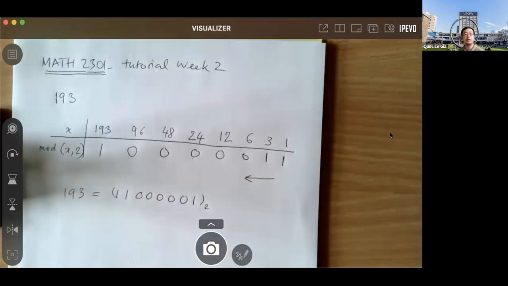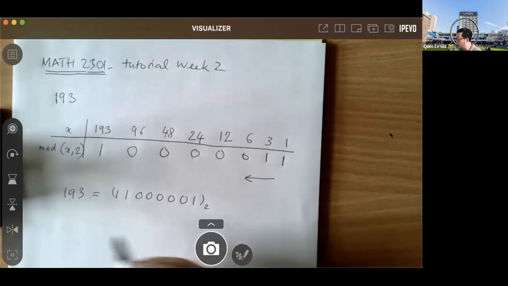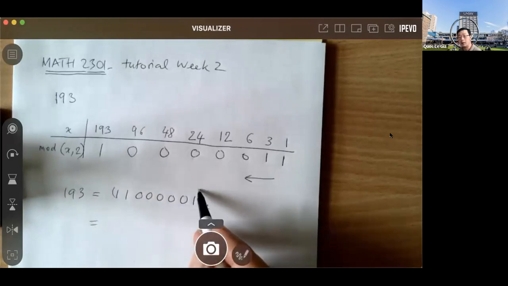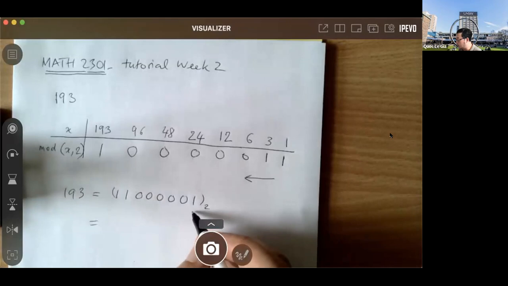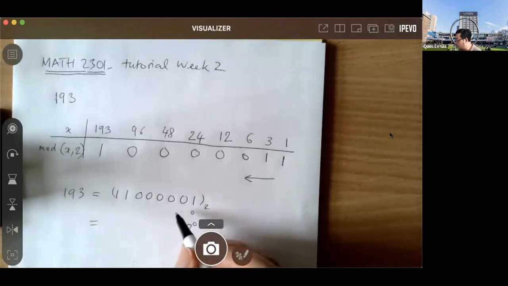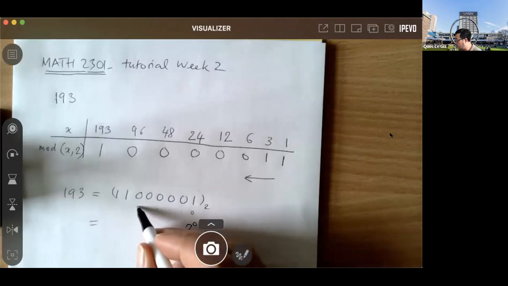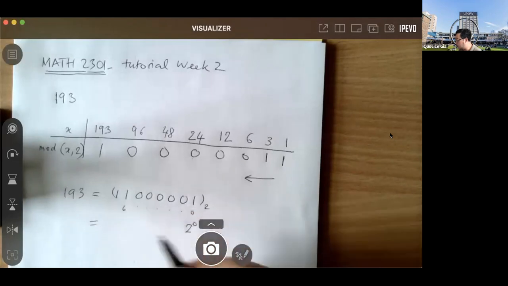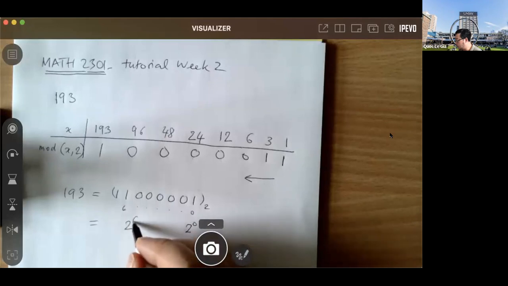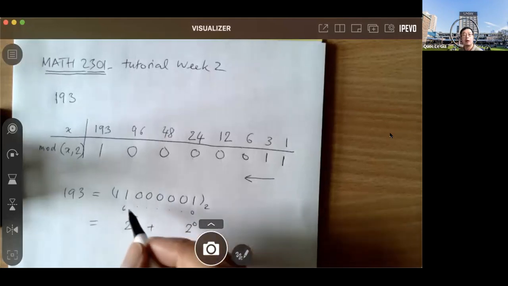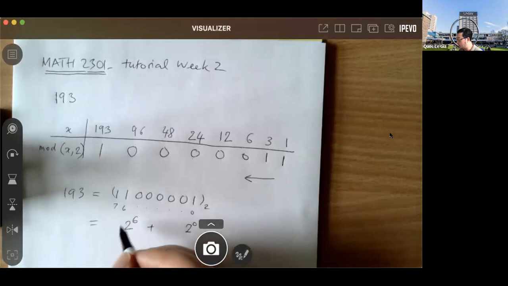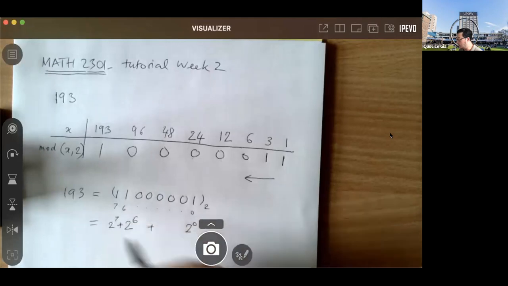Now check whether it's correct or not. Remember, the first digit corresponds to 2 to the 0 power. The second one is 1, 2, 3, 4, 5, 6, so this is 2 to the 6. And then this one is 7, so 2 to the 7. So it is 2 to the 7 plus 2 to the 6 plus 2 to the 0.